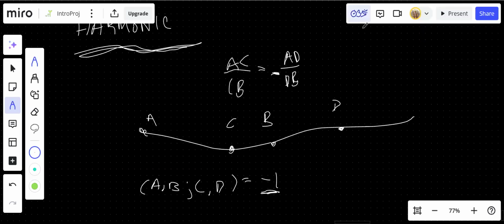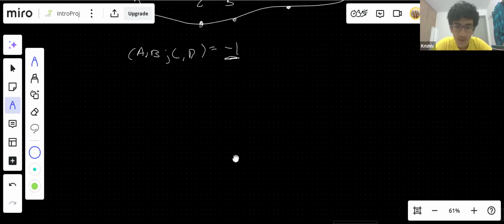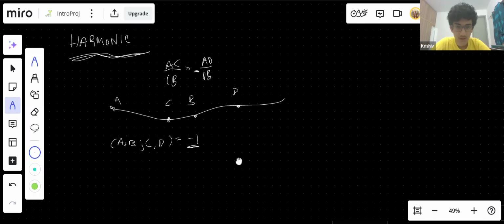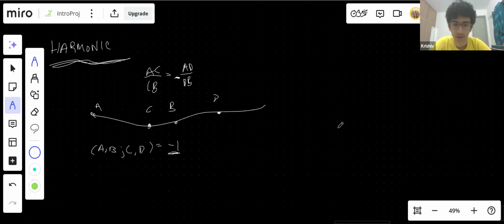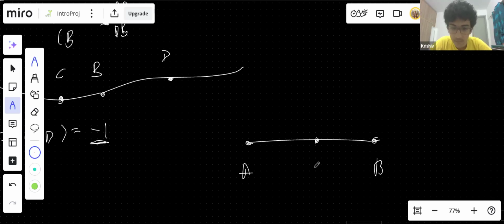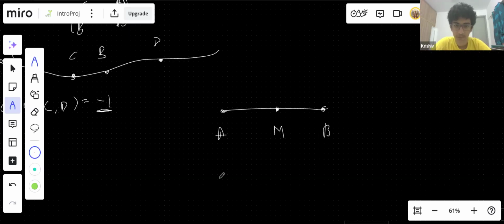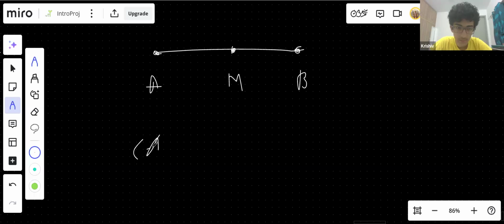Yeah. Okay, cool. But why is this so useful? So we'll start off with something that Pero said initially when we were doing cross ratios, and we look at AB, right? And then we look at the midpoint. Suppose that ABMX is -1.